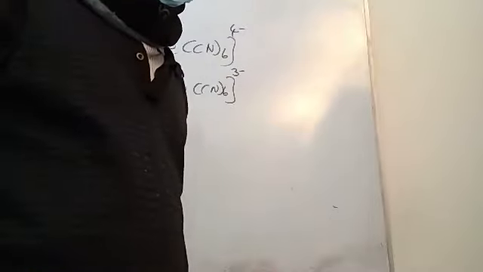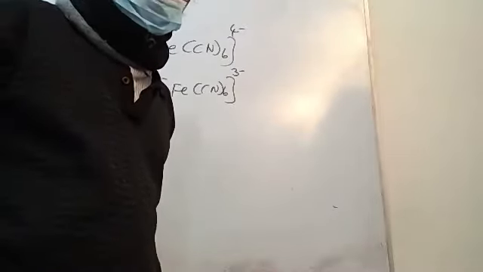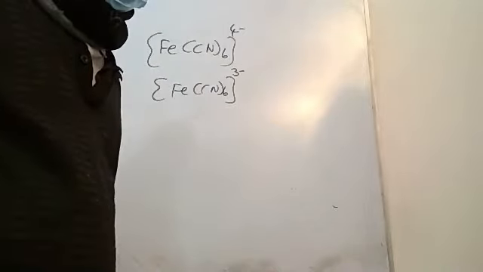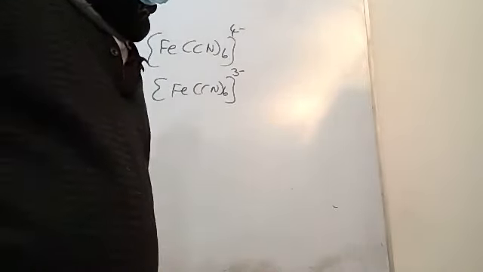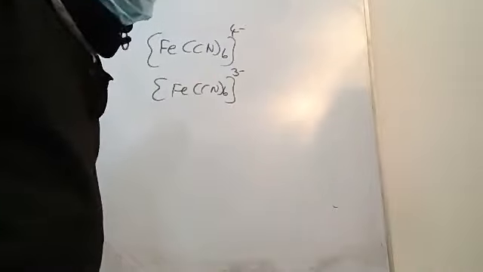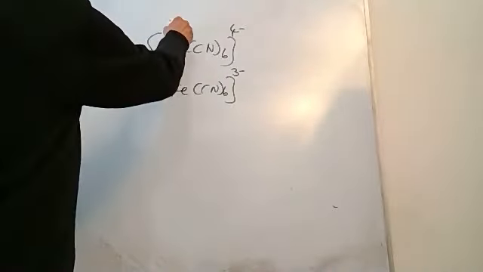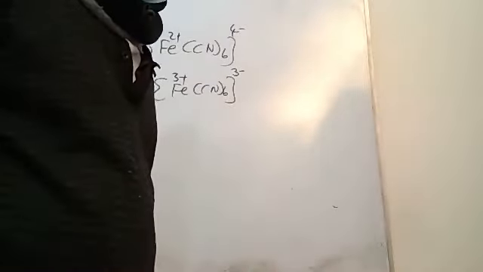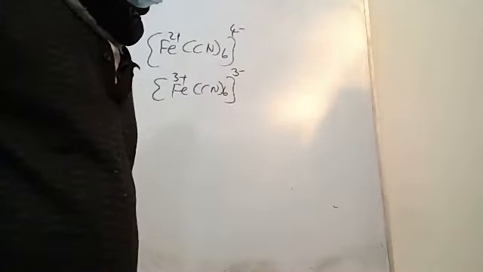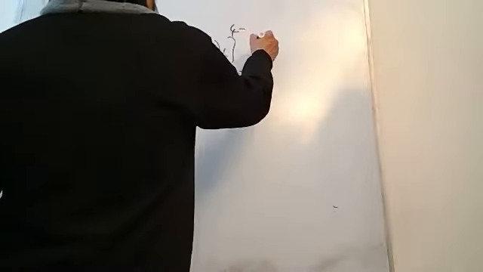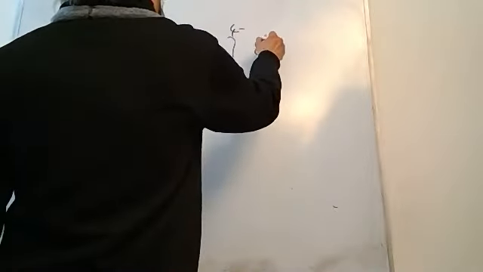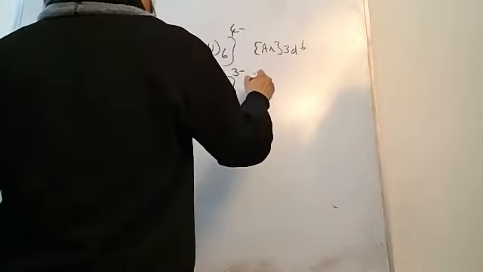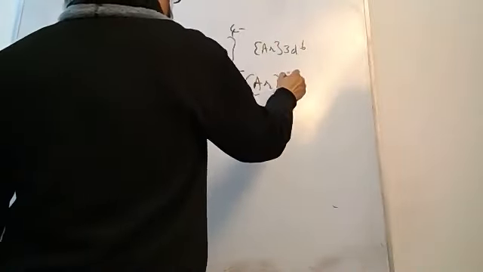Our job is to argue, based on the rules that I have told you, which one is inert and which one is labile. Of course, our game starts with looking at the electronic configurations. In one situation, iron is in 2+, the other one is iron 3+. Iron 2+ is argon 3d6, and iron 3+ is argon 3d5.